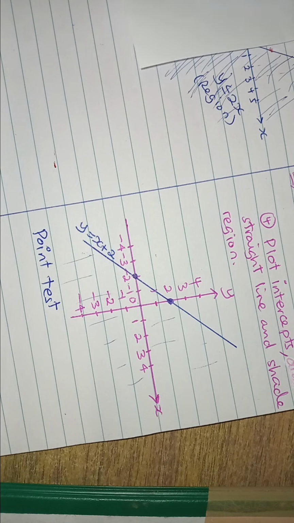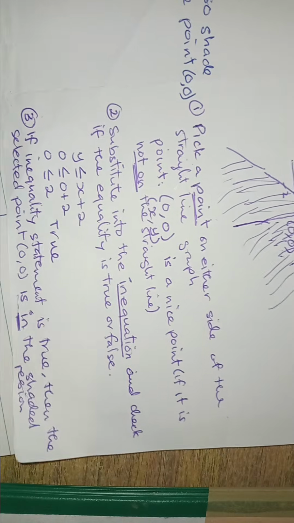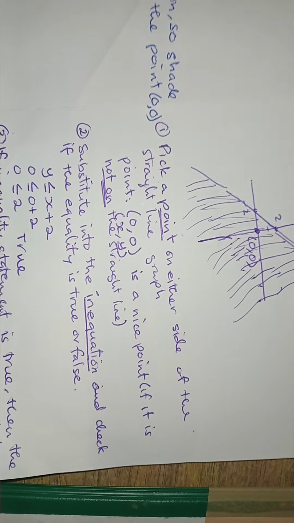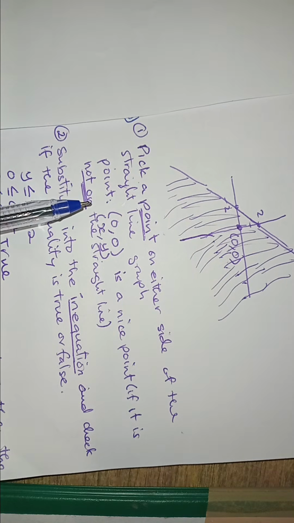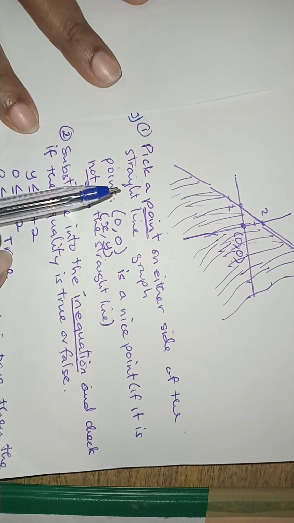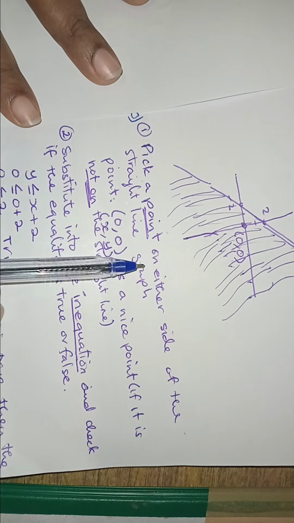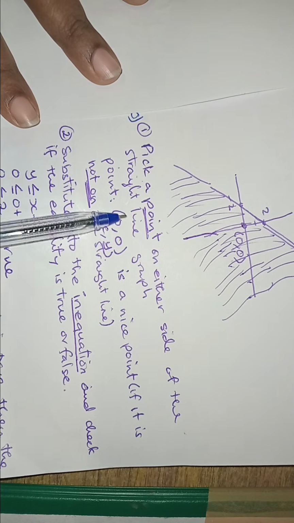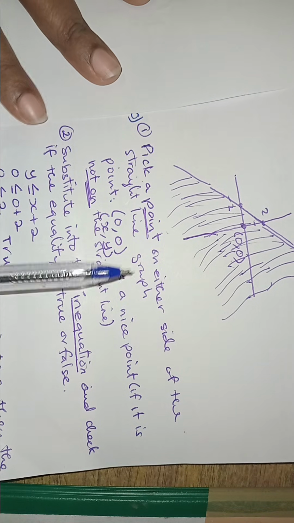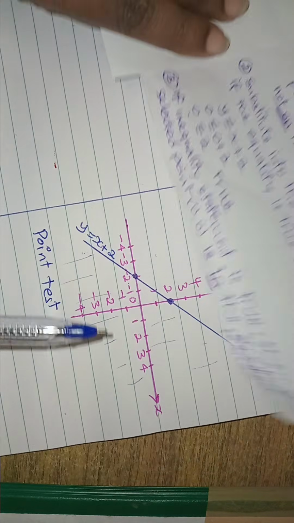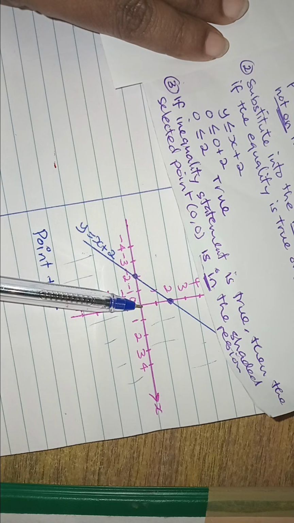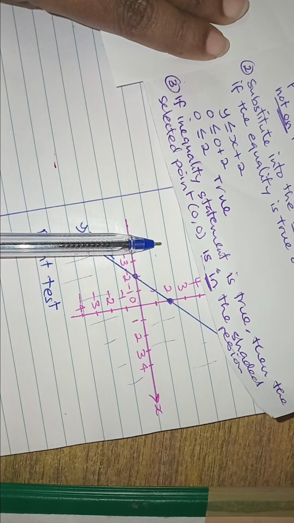So what happens here is we follow these steps. Step one, we pick points on either side of the straight line graph. It can be this side or that side.